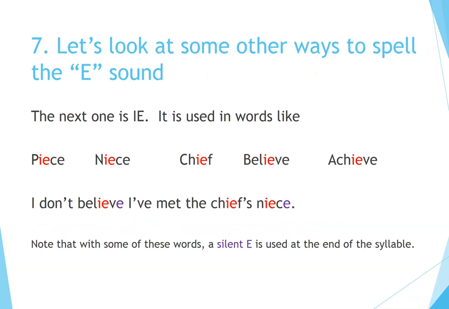Let's look at some other ways to spell the E sound. The next one is IE. It is used in words like peace, niece, chief, believe, achieve. I don't believe I've met the chief's niece. Note that with some of these words, a silent E is used at the end of the syllable.